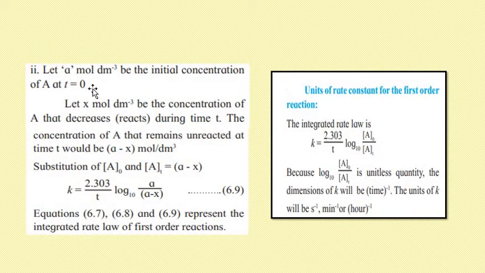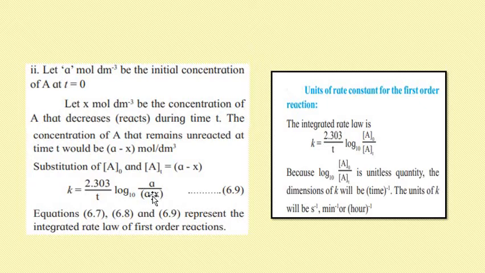If a mole per dm cube is the initial concentration at time 0 and x mole per dm cube is the concentration of A that decreases during time t, then the concentration which will be remaining behind would be a minus x mole per dm cube, and on substituting the values, we would be getting the equation K is equal to 2.303 upon t log base 10 a upon a minus x.